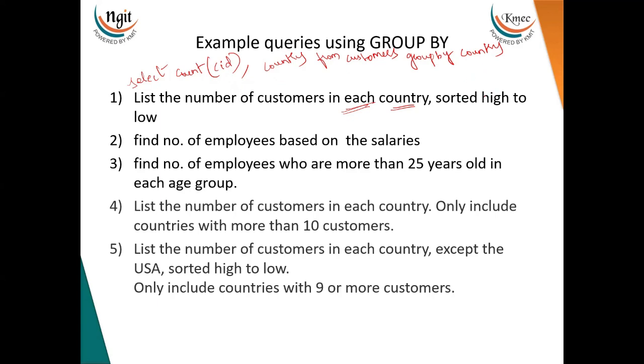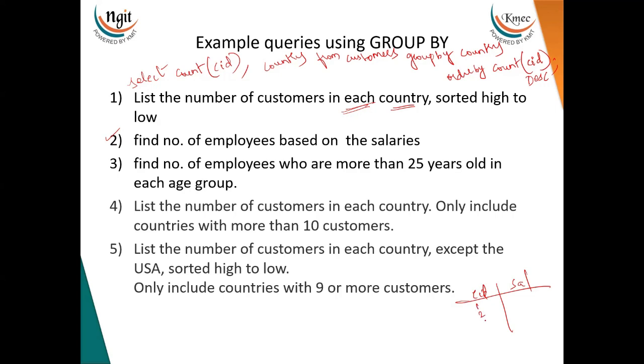high to low. So how you have to sort it? You need to sort it from high to low. Order by count of ID, that is customer ID, end with semicolon. High to low it is said, so we'll be using descending, end with the semicolon.